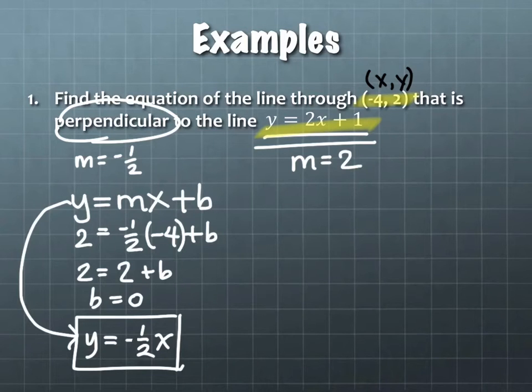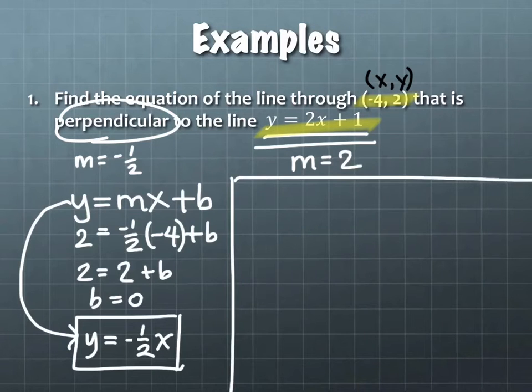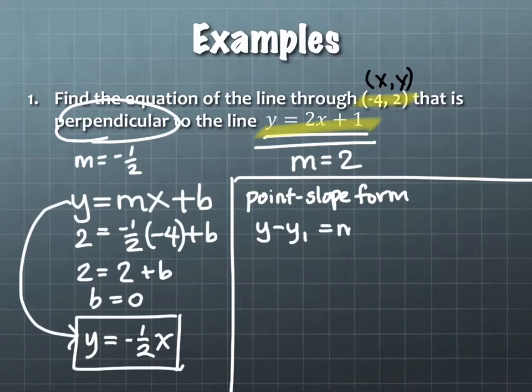Let me show you another option using one equation that I haven't given to you yet. There's another equation for a line called the point slope form. Point slope form looks like this. It is y minus y1 equals m times x minus x1. That's what it looks like.